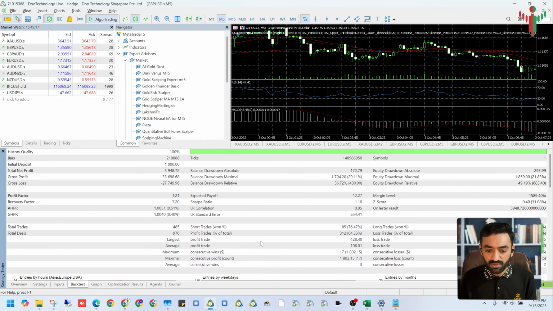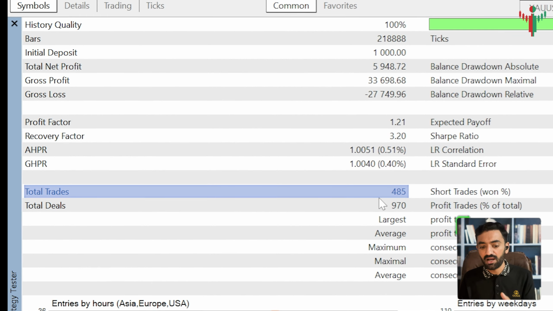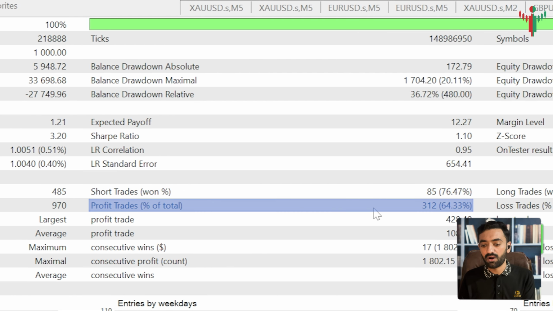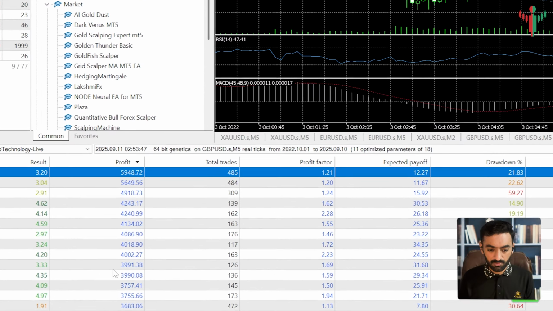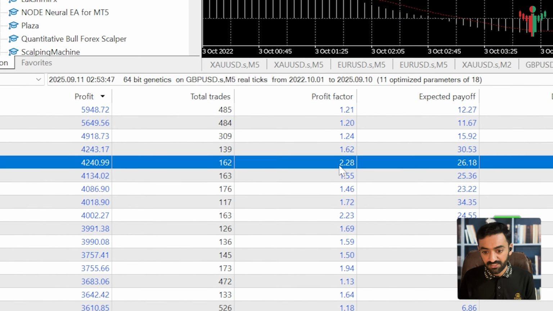Above, you can pause the video here and note all these values. With these settings, I got 485 total trades with a win rate of 64%. Now it is very important to compare these results and choose the best one as per your experience. Personally, I'm going to select the best set file from the optimization results with a profit factor of at least 2.